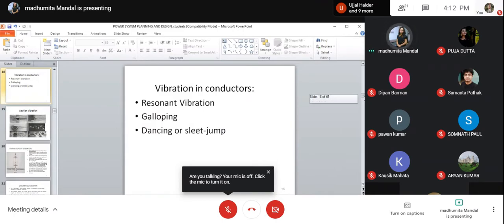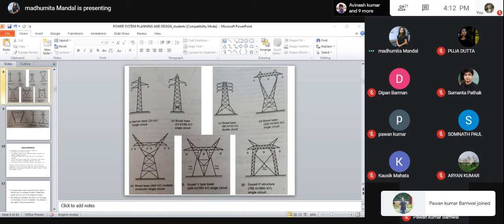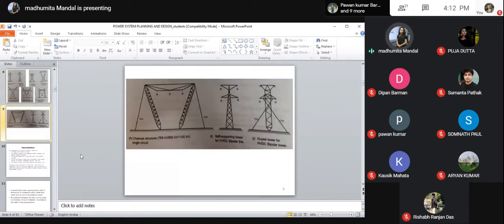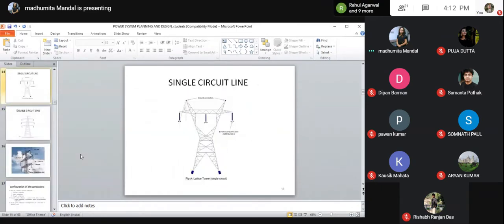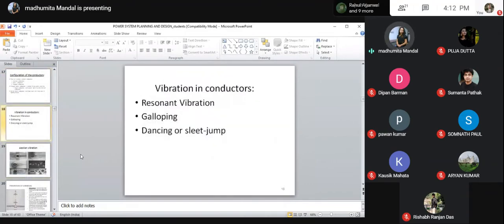In the last class, we discussed different types of line supports and poles. So these are the drawings of different types of supporting towers. Now, the last topic we covered was the different types of vibration that occur in overhead transmission lines.